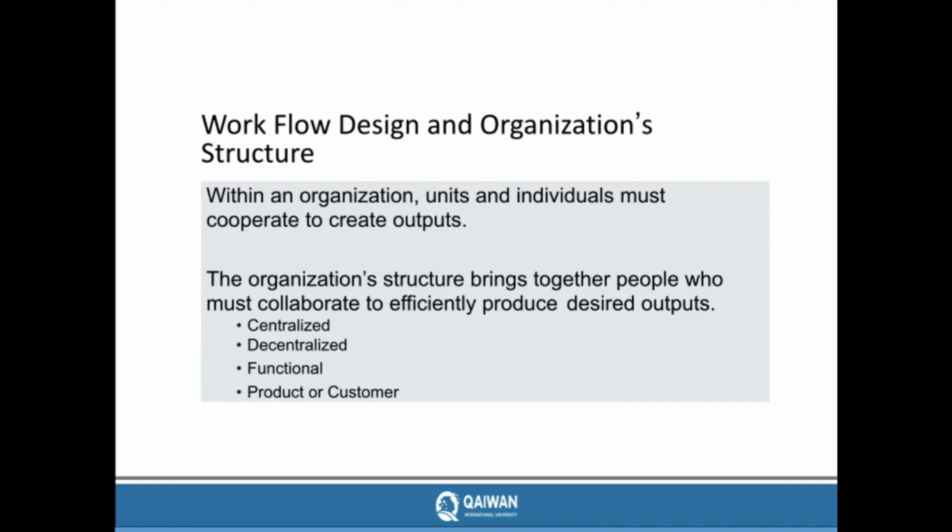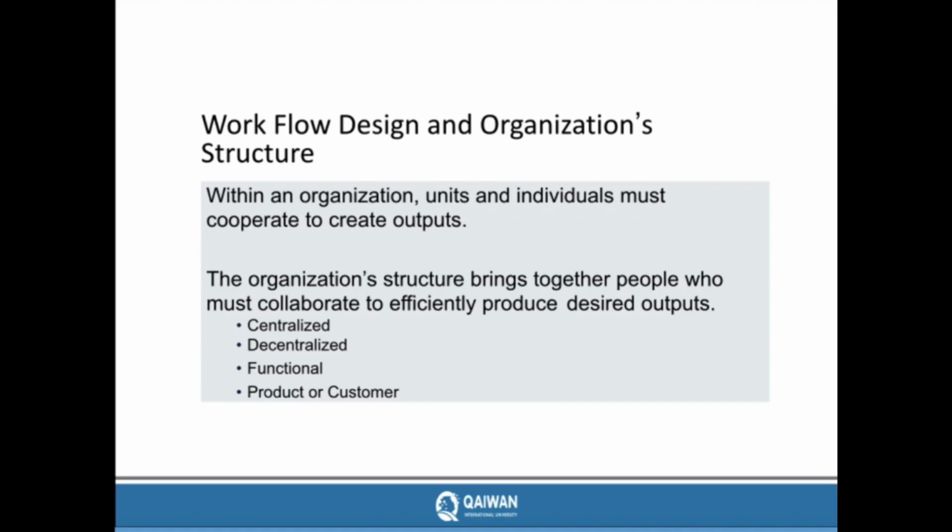So let's look at the first one, centralized structure. In this type, decision making is concentrated at the top level, usually top management. In this type of structure, employees follow instructions, but they don't have much authority to make decisions. So this is called centralized. All authority is with, usually, top management.